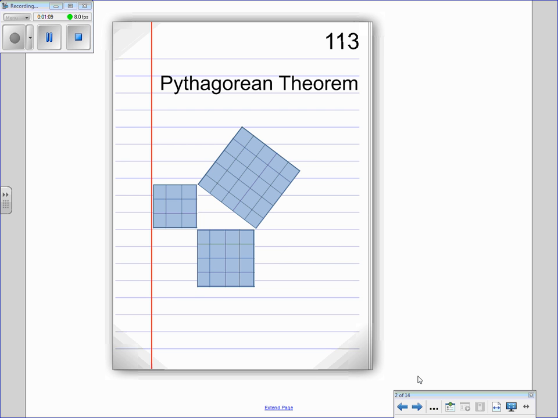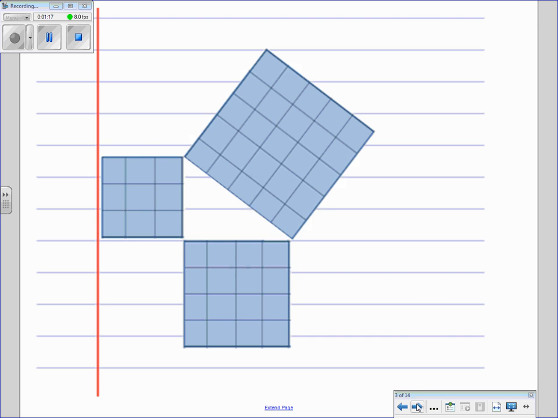Now, pause the video to get this glued in your notebook. Once you have the triangle in place, we have to label the sides. We're going to label them A, B, and C. But we'll start with C, because that's always the easiest one to label and the most important. The longest side of the triangle should always be C.